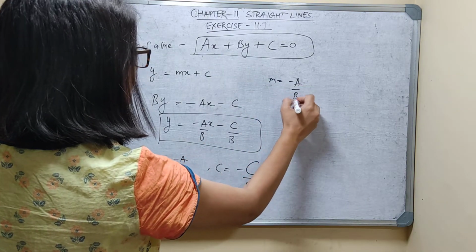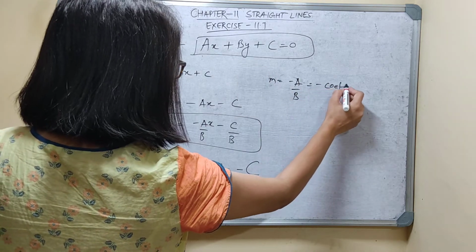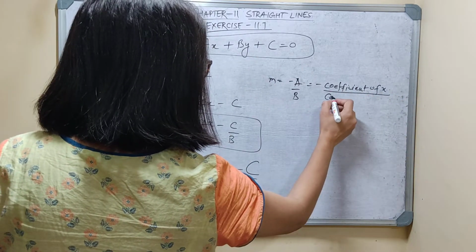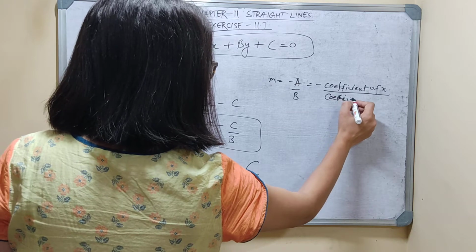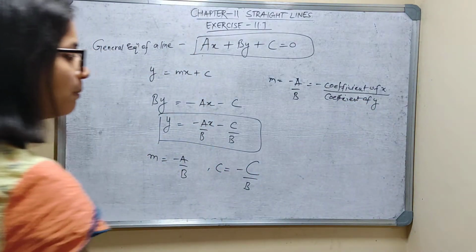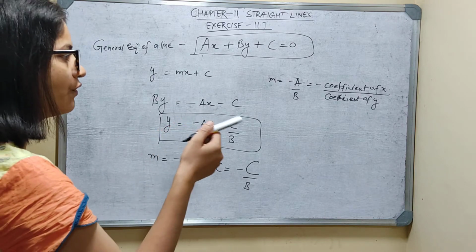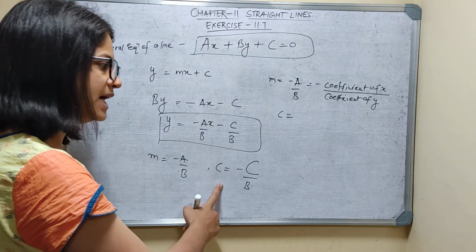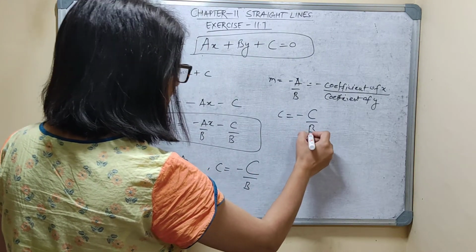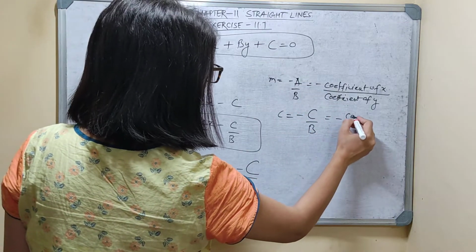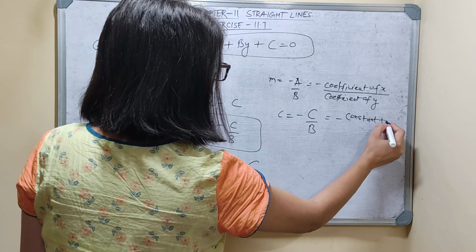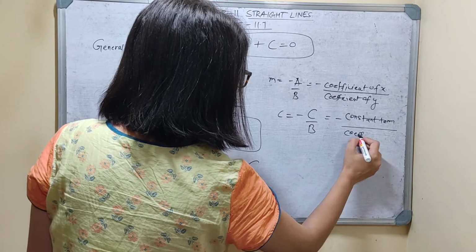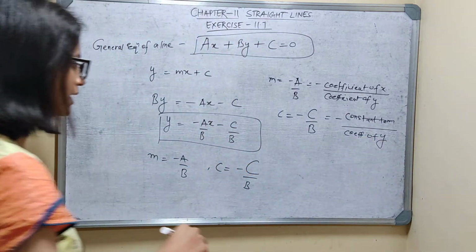minus a upon b, means minus coefficient of x upon coefficient of y. This is the slope, minus a upon b, that is minus coefficient of x upon coefficient of y, and c, that is the intercept. C is equal to minus capital C upon capital B, means minus the constant term upon B, that is the coefficient of y. Is it clear? Like this you have to solve.